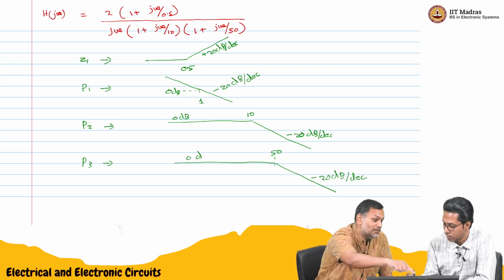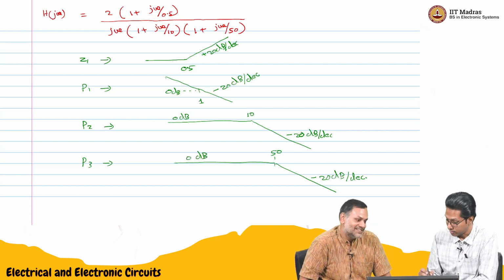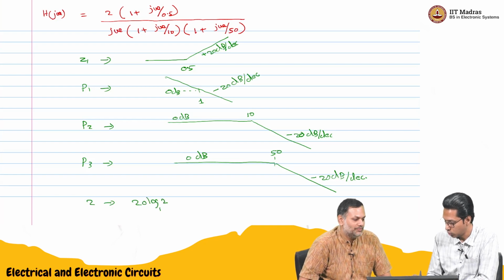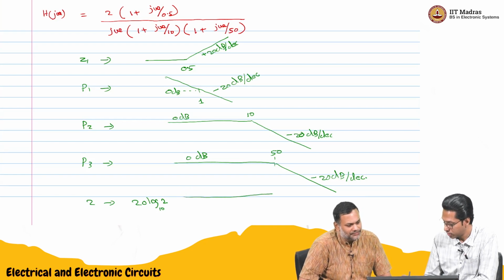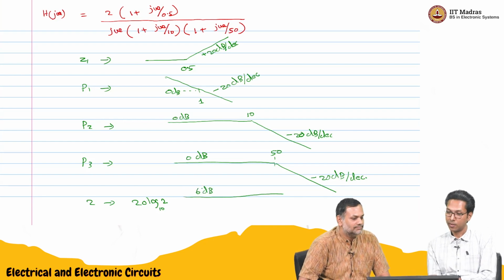One thing we forgot: 20 log 2. The constant is important. So this 2 will just give 20 log 2, that is 6 dB. So that will be a constant throughout. So now just addition of all this.